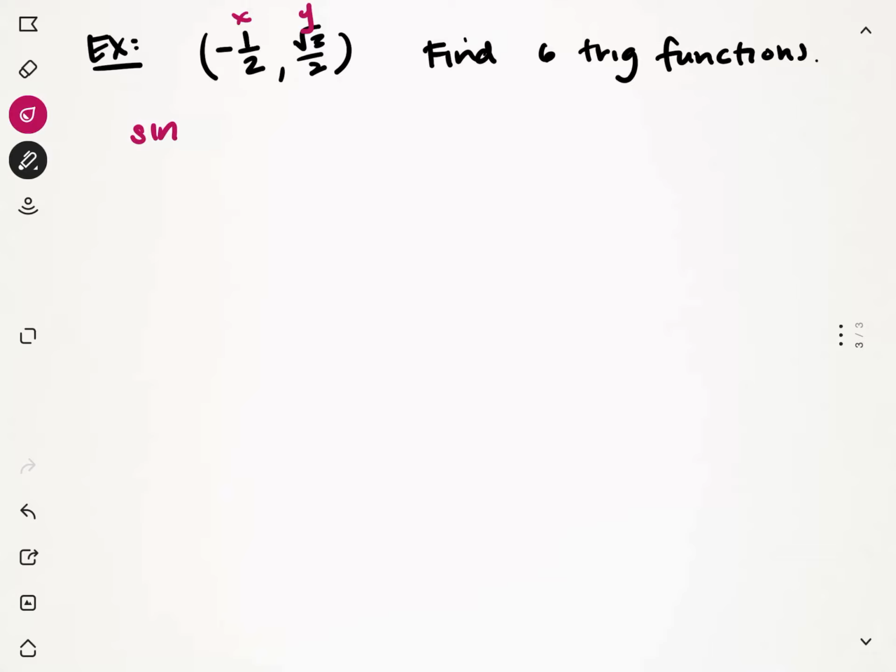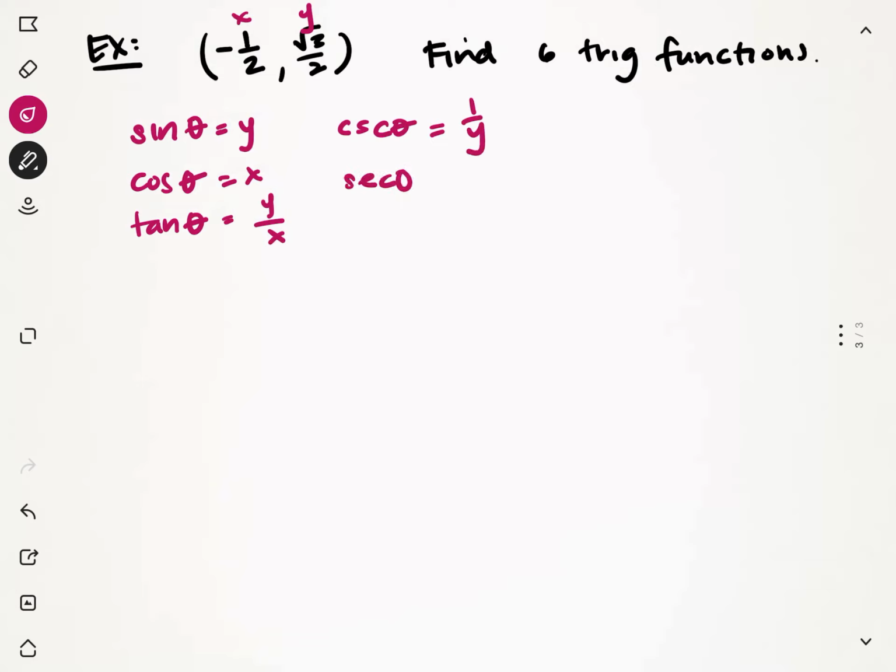So let's write this again. You guys don't have to write it if you already have it from the other page, but sine theta equals y, cosine theta equals x, tangent theta equals y over x, and then we're going to do the reciprocals. The cosecant is reciprocal of sine. Secant is the reciprocal of cosine. And then cotangent is the reciprocal of tangent.